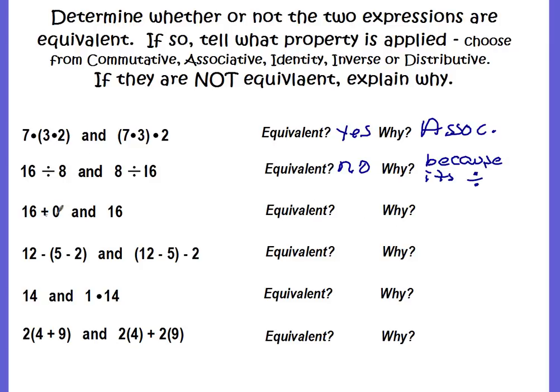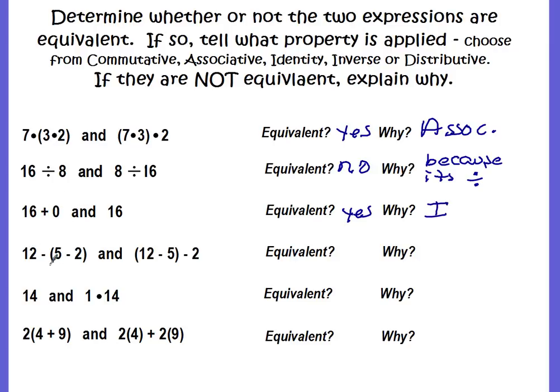16 plus 0. Is that the same as 16? Sure it is. Why? What happened here? We added 0 to the 16, and then we have 16. That's the identity property, isn't it? It didn't change. 16 stayed 16 when we added 0 to it. So this is the identity property, which I'm going to put an I.